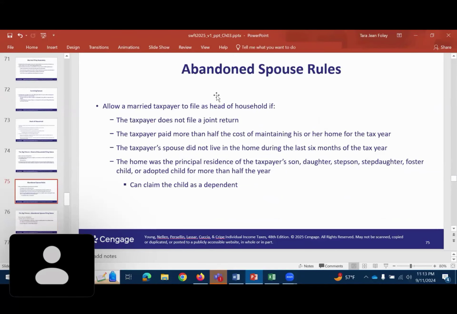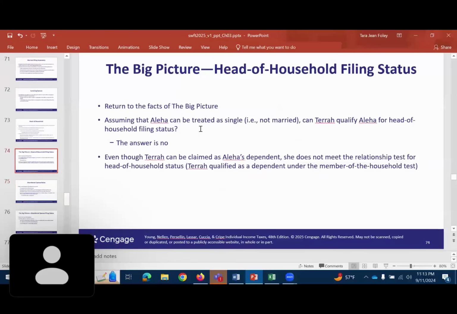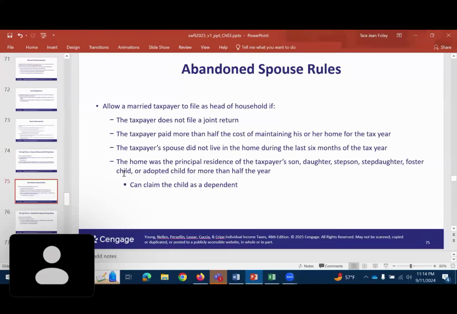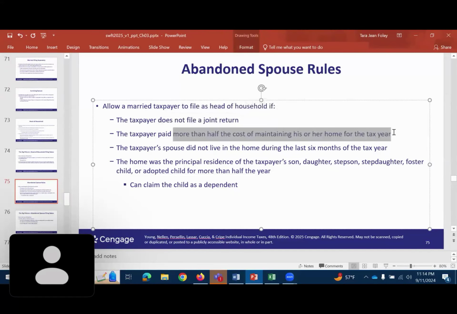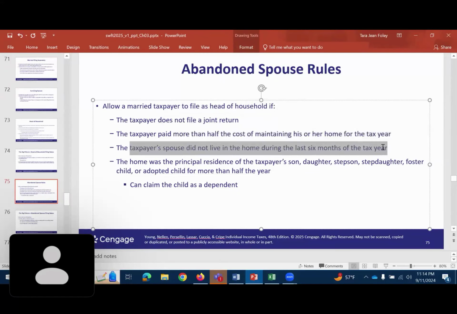Abandoned spouse rules. Now we know that her husband left her in March, I think. She can file head of household if she does not do a joint return, if she paid for more than half of the cost, which we know she did. That was one of the facts. The spouse did not live with her for the last 6 months of the year. He left in March, so he didn't. So this is good, right? This is good. This is good.